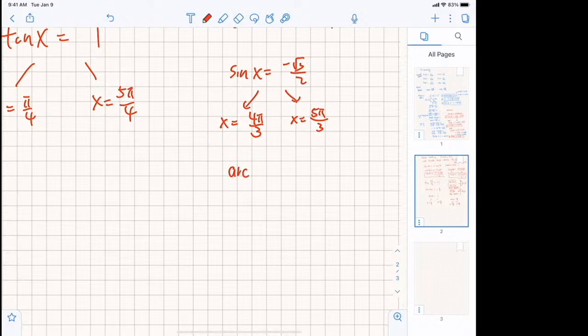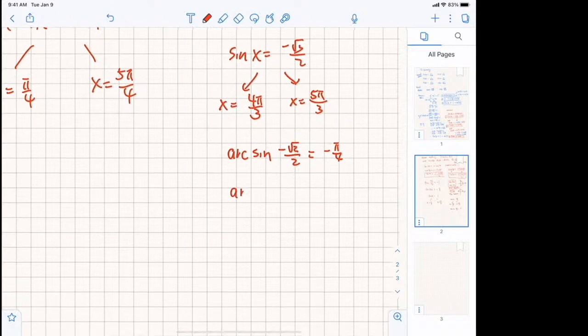Okay, so now what if I ask arc sine of negative square root 2 over 2? Anybody want to volunteer to answer this? Negative pi over 4. Good job, Jackie. Let me ask another one: arc tangent of negative square root 3 over 3. Melissa?